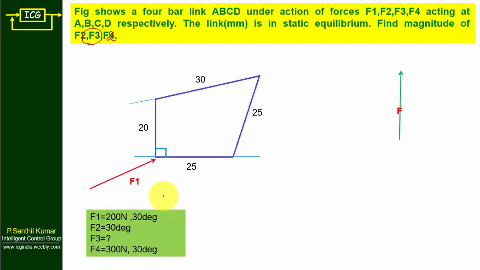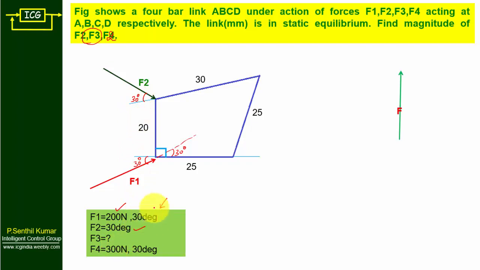Here in this problem, F1 magnitude is given. So this is also given data, 200 Newton. The angle of inclination is 30 degree. I can write 30 degree here. So for force 1, both magnitude as well as direction are given. For force 2, only the angle of inclination, 30 degree, is given. We need to find out the magnitude.